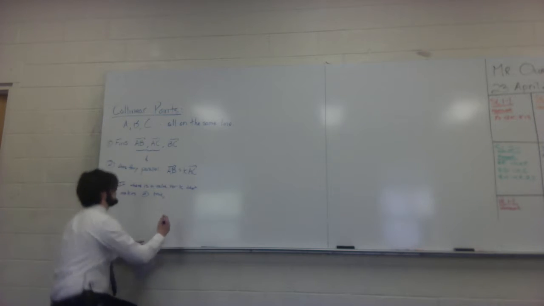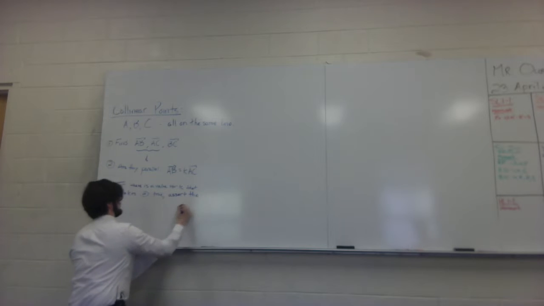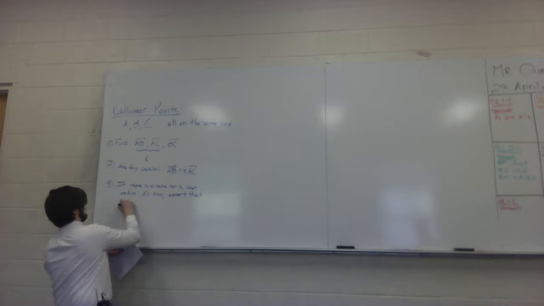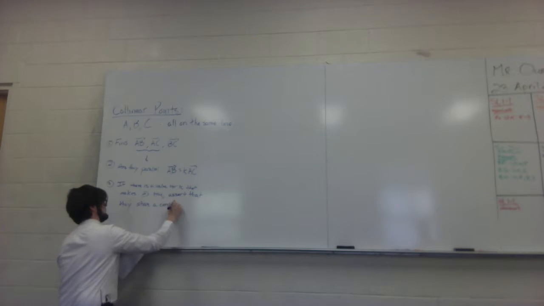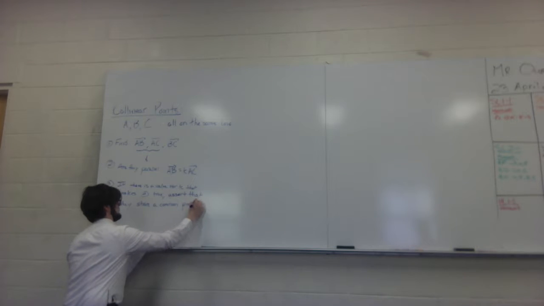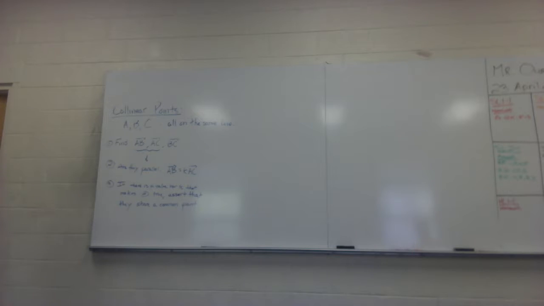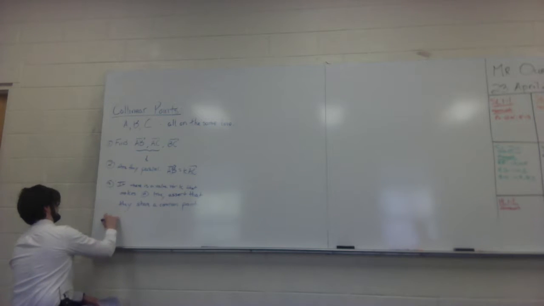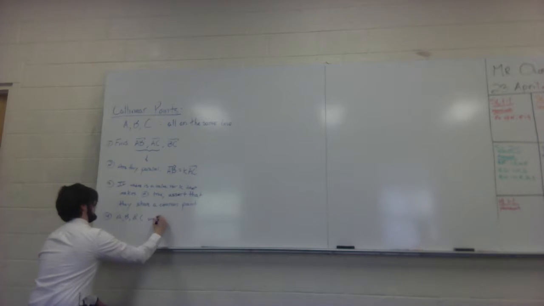Right. We need to assert that they share a common point. Because you can have two vectors that are parallel, but they're not on the same line. You need to show that they share a point and are parallel. Once you do that, then you can say A, B, and C are collinear.